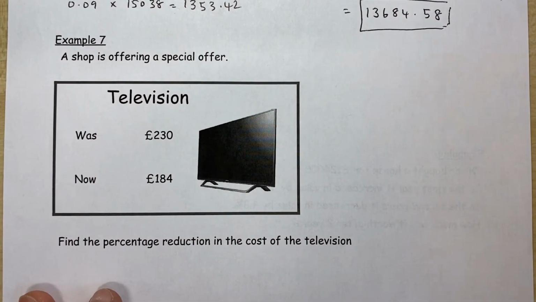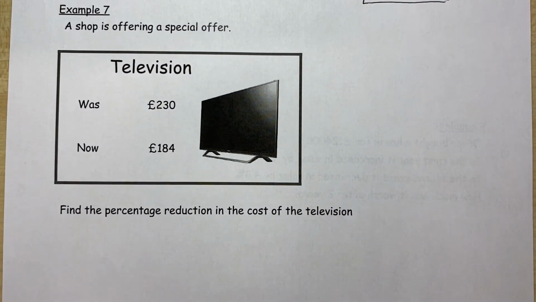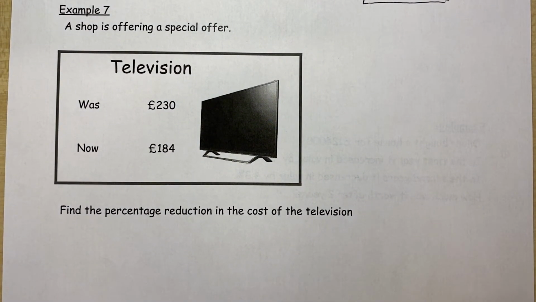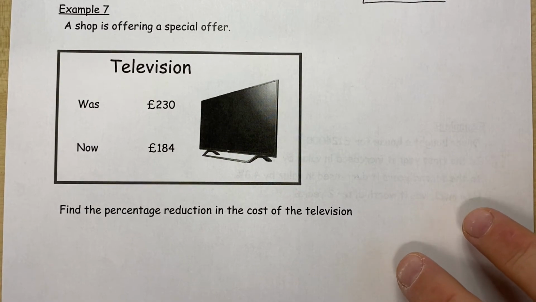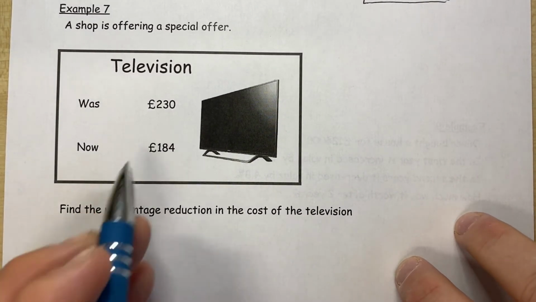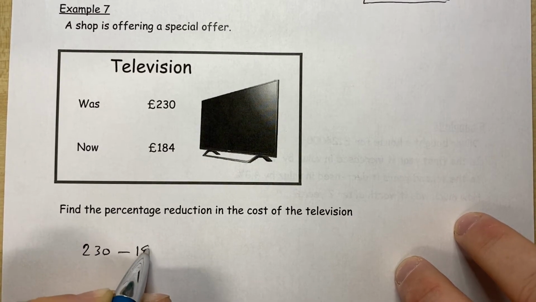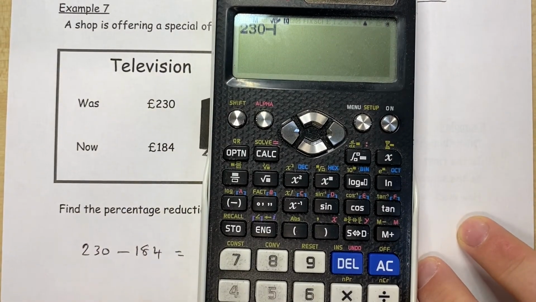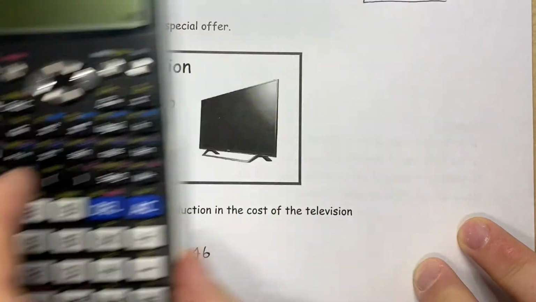Now in this question, I've not told you the percentage. The percentage is what we've got to find. So the television is offered in a sale, and we've got to find whether this sale is a 10%, 5%, 20% decrease. We don't know. However, what we can easily find is what the reduction is. £230 take £184. So calculator or otherwise, 230 take 184, it's gone down by £46.